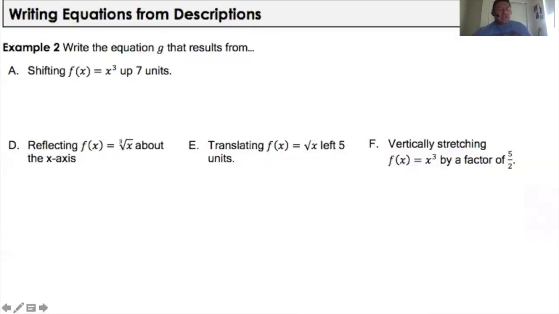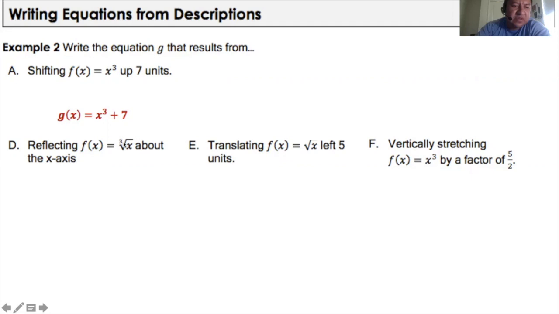All right, so last but not least, writing equations from these descriptions. It says write the equation g that results from, and then it gives you a different example. So let's look at these 4 examples real quick. Example A, shifting f of x equals x to the third up 7 units. Well, we will write f of x equals x to the third plus 7. It's a vertical shift, so it's outside afterwards, okay? Not inside parentheses.